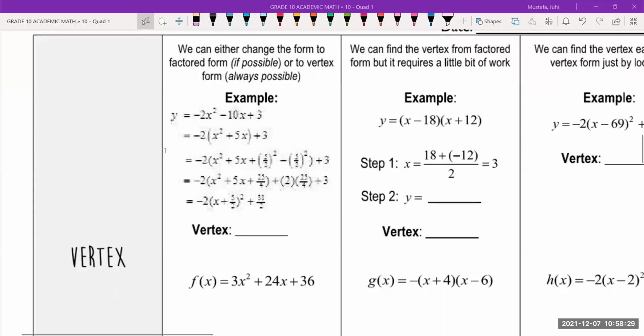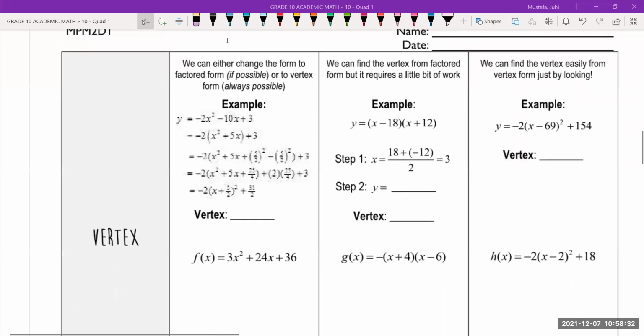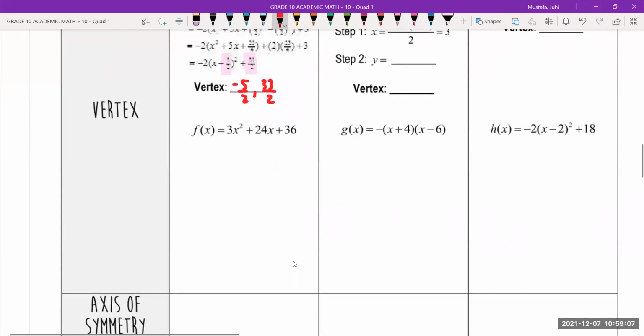Okay, so vertex, when something is in standard form, I gave you a couple of helpful hints. We can either change it to factored form if you can factor it, or you can change it to vertex form, which is always possible. And we're going to practice completing the square. When you change something to vertex form, I know it's not very obvious here, but you basically just take these two numbers. Honestly, I can't even read them. I think it's negative 5, change the sign. So this would be like negative 5 over 2, comma, like 33 over 2, maybe? Yeah, something like that.